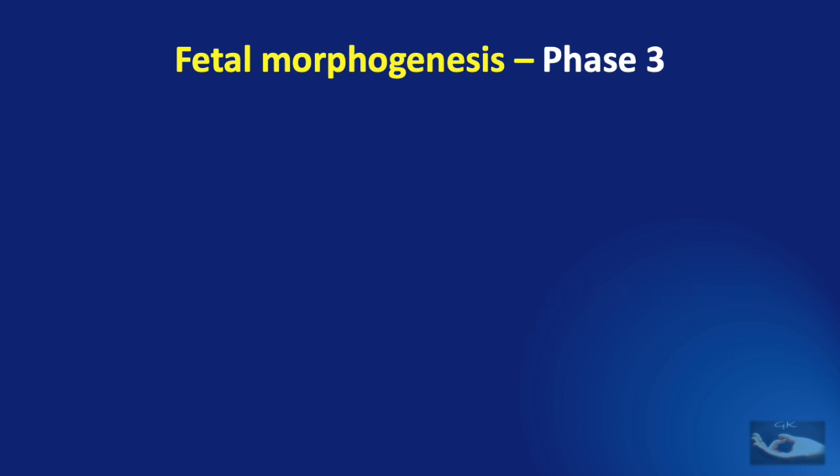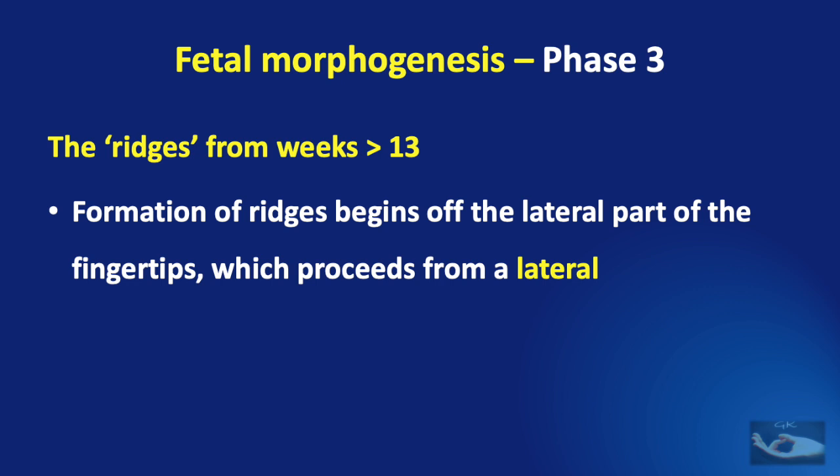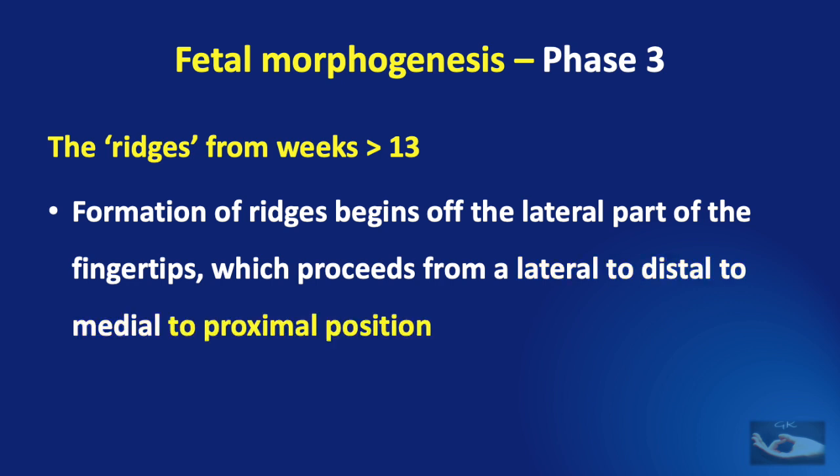In phase 3, the ridges form, usually beyond 13 weeks of development. The formation of the ridges begins off the lateral part of the fingertips, which proceeds from a lateral to distal to medial and then the proximal position at the end of the phalanx. This almost completes the upper limb development.